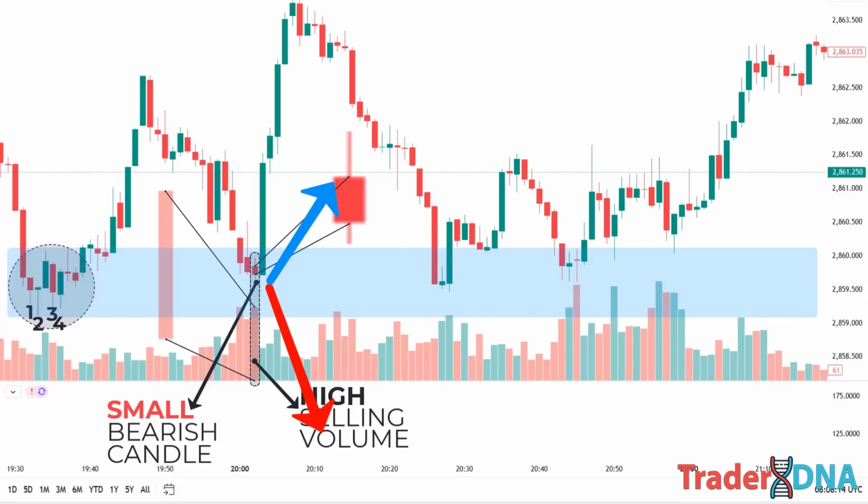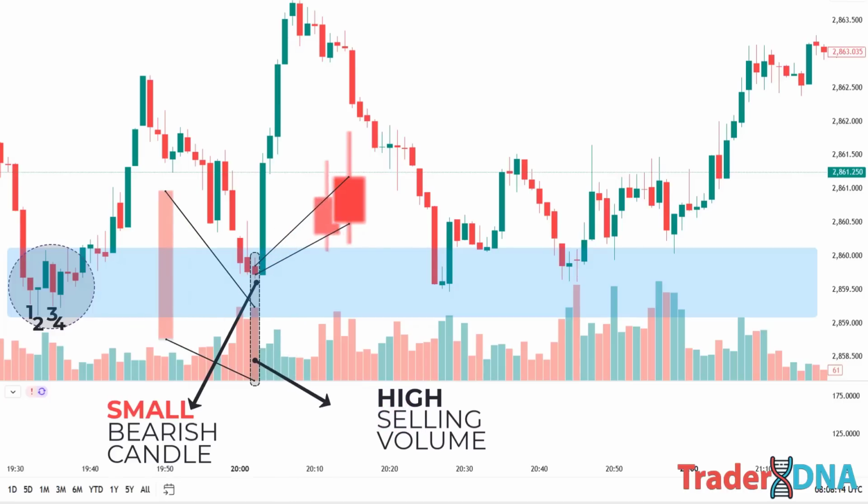And then it happens! Anomaly number 3, high selling volume, but a small bearish candle. Look at this, insane selling volume is coming in, yet the candle barely moves.